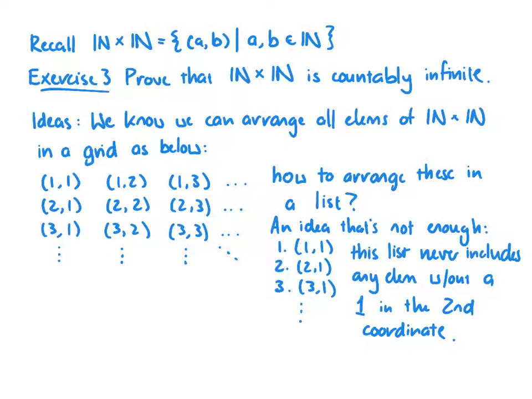So the big question here is how do we get around this so that we can make sure we have an ordered list that includes all of the elements in N cross N? That exercise is really the key for this little section.